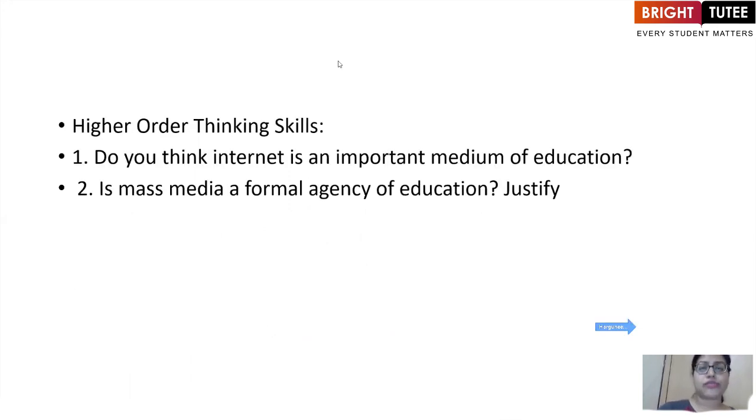Again, under the category of higher order thinking skills questions, you have question number 1, which says, do you think internet is an important medium of education? So you need to think on these lines that internet makes education possible for everyone. It makes education possible for the masses, right? It can give up-to-date information. So you need to think on those lines. Next is, is mass media a formal agency of education? So you understand that it's an informal agency of education. So you need to talk upon those lines.